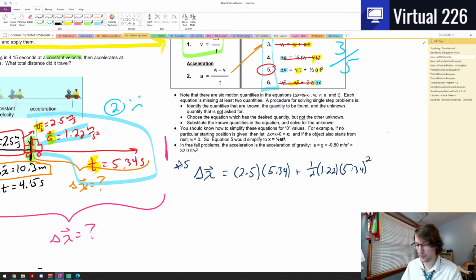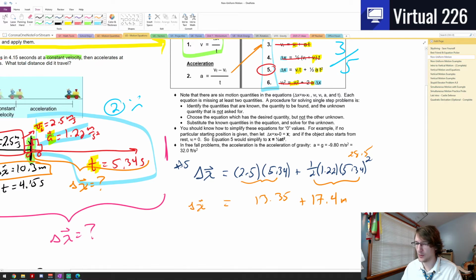So 5.34 squared is gonna give me 28.5. And I'm going to multiply that by 1.22 to get 34.7. Then I'm going to divide it by 2 because of the 1/2. So I'm going to get a plus 17.4. And that's going to be meters. And I like to kind of keep track of my numbers as I go along in case I make a mistake. It's a good habit to get into. And then let's multiply these together. 2.5 times 5.34. That's going to give me 13.35.